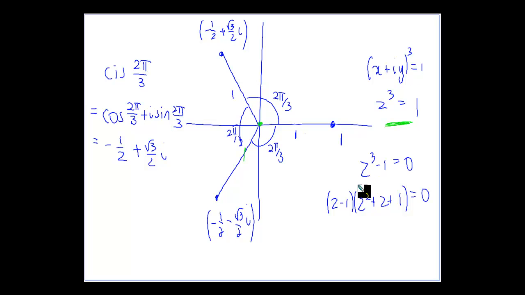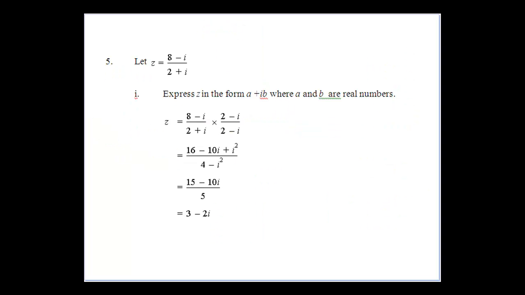The other way we could have done this is to say z cubed equals 1, so z cubed minus 1 equals 0, and we get the factorization (z minus 1)(z squared plus z plus 1). So z minus 1 says z must equal 1. If you solve the quadratic by the quadratic formula, you'll get the other two solutions, and you can do that for yourself and have a look. So there are your 2 other cube roots of unity. Again, we'll do more on that in the next couple of weeks.